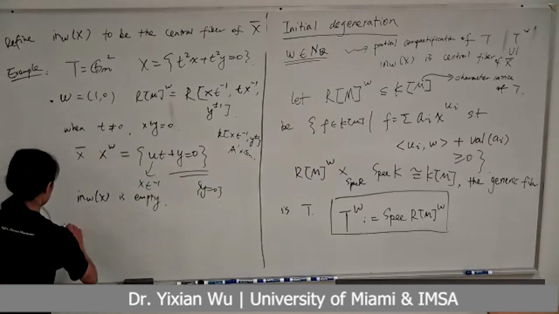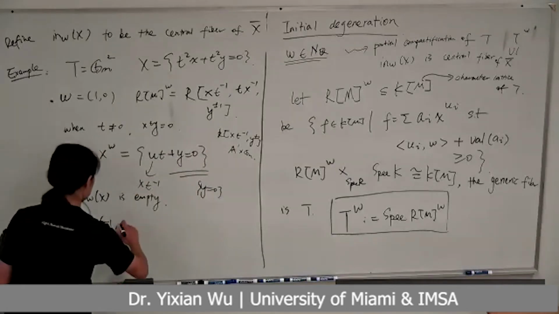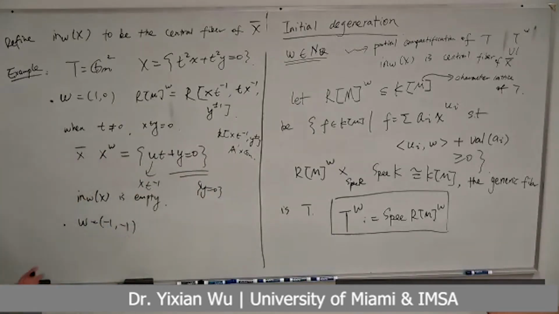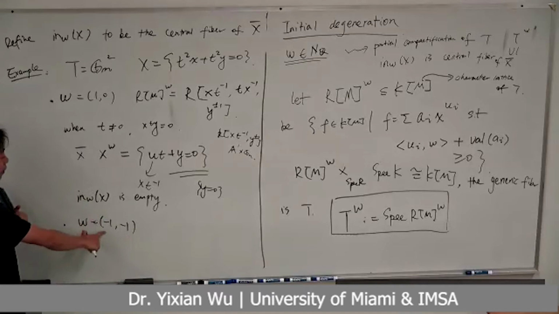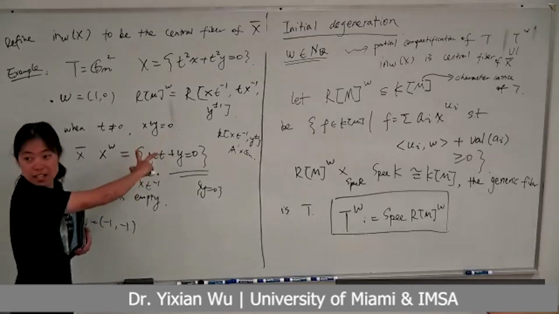I also have another example that you can go check and compute yourself, if you take omega equals minus one. In this case the initial degeneration is actually not empty, and it's an A1.